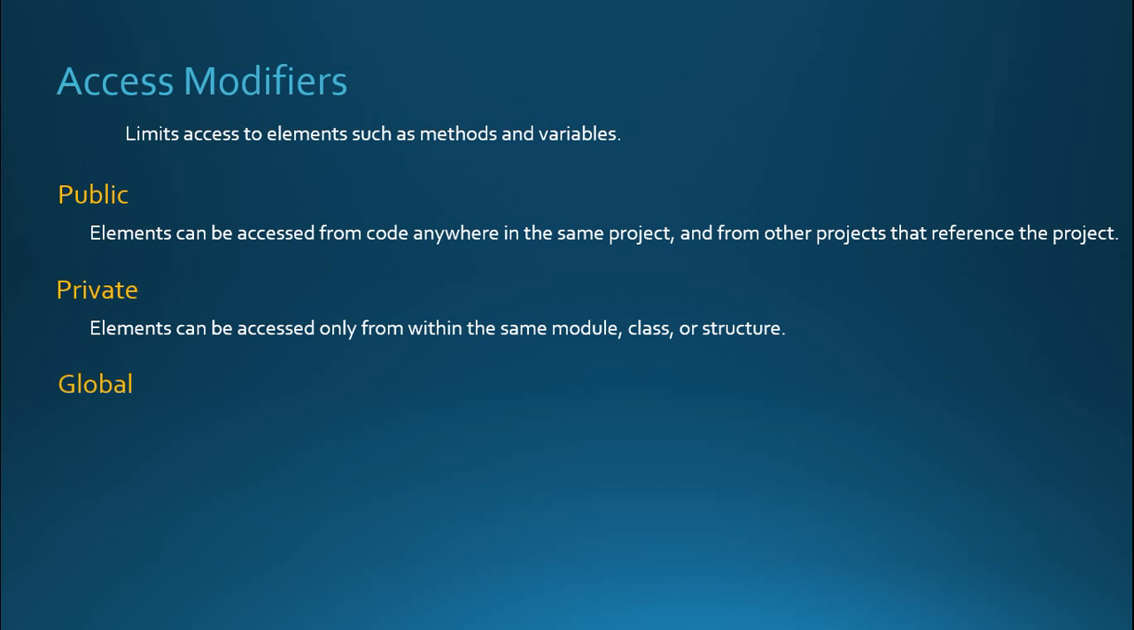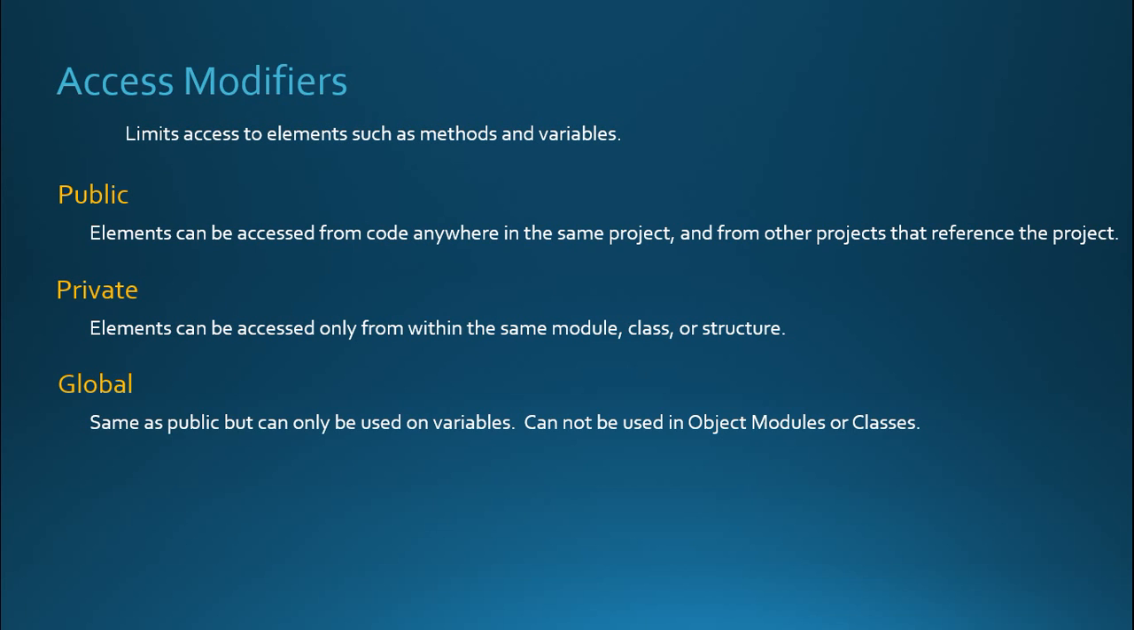The other access modifier that you might see occasionally is global. Now, global has not been deprecated too much. You still might see it occasionally, especially if you're working on an older database, one that was written, say, 5 years ago. The global keyword is still used occasionally, but it's essentially the same as public, except you can only use it on variables, and you can't use it within object modules or classes. You can only use it under very, very strict circumstances.